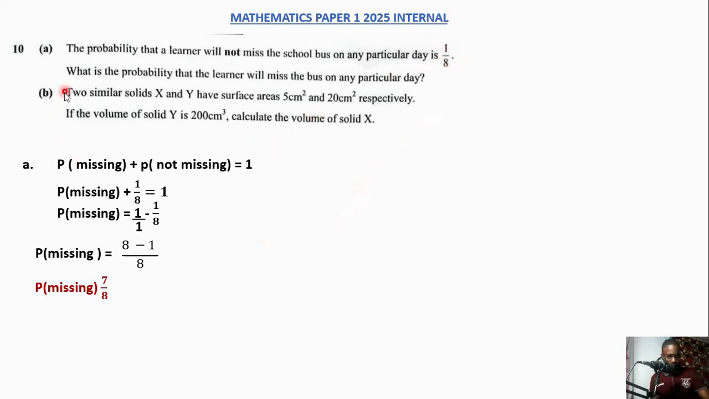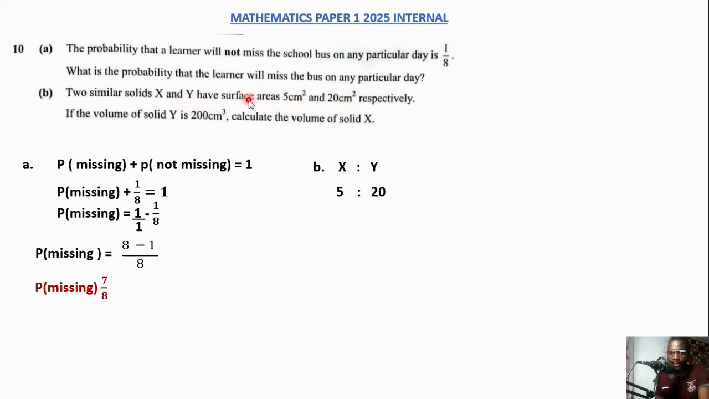All right. Then now, question 10b. That's saying two similar solids x and y have surface areas 5 centimeter squared and 20 centimeter squared respectively. If the volume of solid y is 200 centimeter cubic, calculate the volume of solid x. So here we'll just use ratios. We're going to say x to y. What is the ratio for x? The ratio for x is 5 and the ratio for y is 20, like what they've said here.